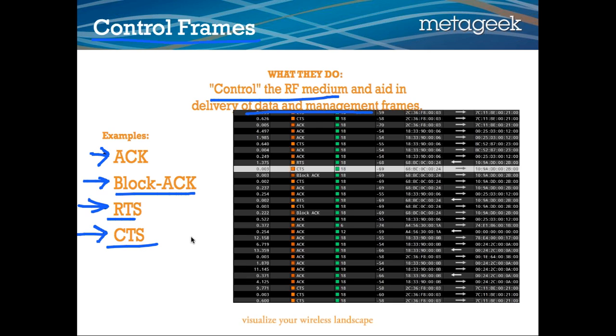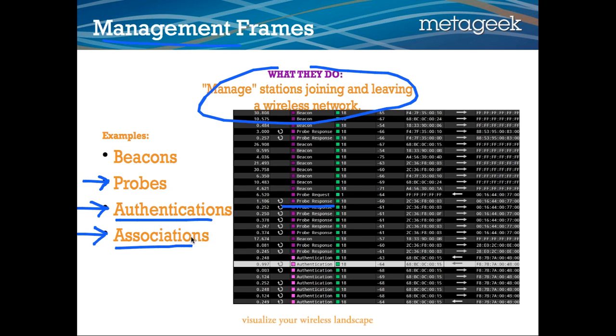We use RTS, CTS when clients can't hear each other. If we've got two clients that can't hear each other, but they can both hear the access point, RTS, CTS will kick in, and we'll make sure that those devices don't start talking over each other.